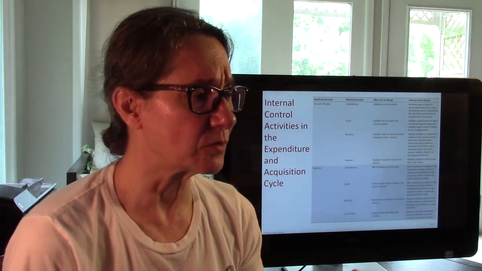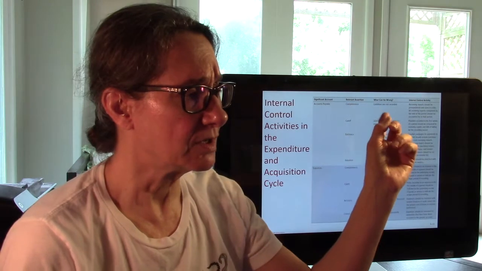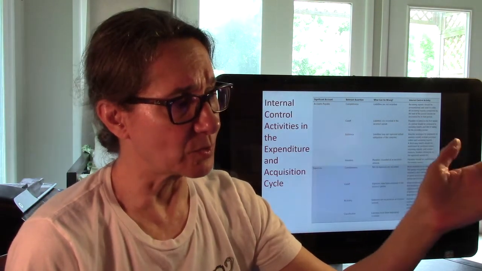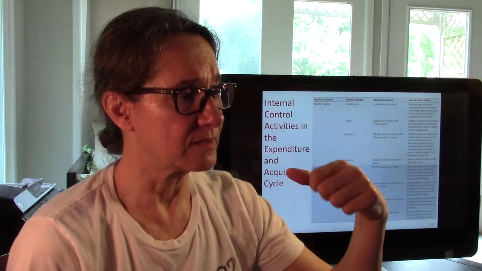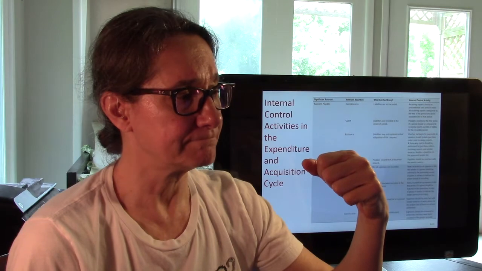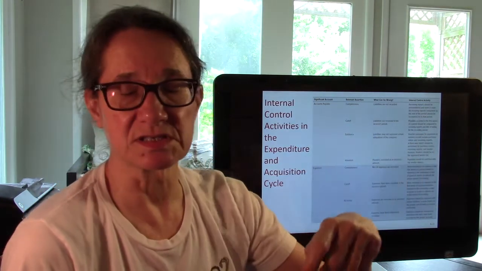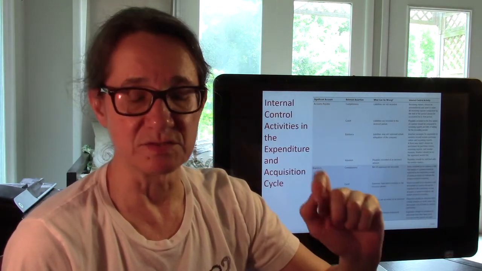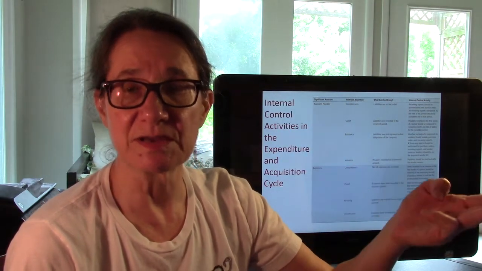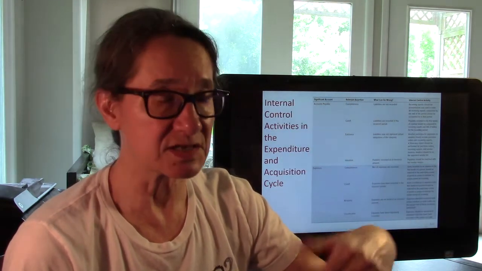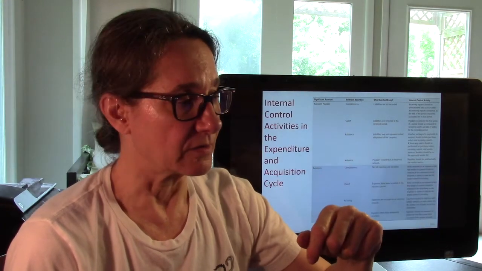So pre-numbered forms go towards completeness, and of course the receiving report is matched down here to test for existence. Your client should be matching that receiving report to the purchase order and to the invoice to make sure it's a legitimate transaction and it exists, right?